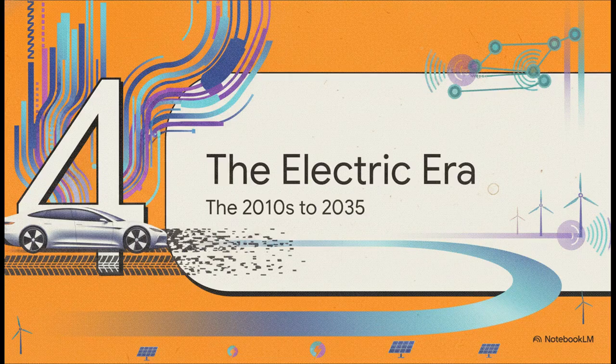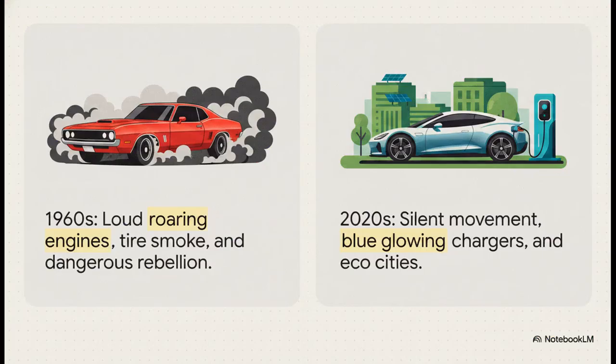Next up, Section 4, the electric era, the 2010s to 2035. The contrast here is jarring, and it is absolutely intentional. We abruptly trade the eardrum-shattering tire smoke of those 60s muscle cars for the sleek, almost eerily quiet smart cities of the EV revolution. The prompt dictates a total sensory pivot, a shift to blue, glowing charging stations, silent movement, and this overarching feeling of advanced, eco-friendly intelligence.